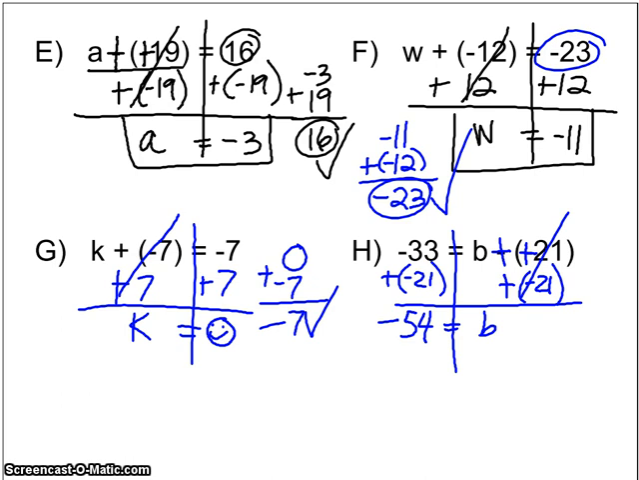Let's plug that back into our original equation, which was B, or negative 54, and again, remember we added 21. Okay, we have more negatives, and the signs are different, so we subtract. We get negative 33, negative 33. Check.